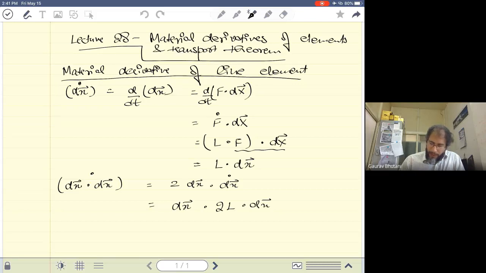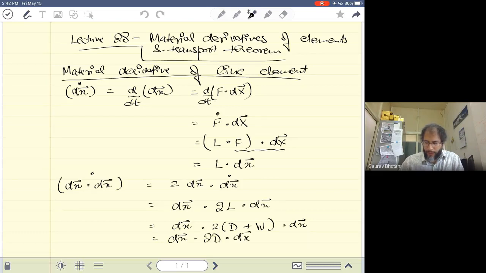Okay. Now, as you know, the L tensor, which is nothing but the velocity gradient tensor, can be written as a sum of the symmetric part, which is the d tensor, the rate of deformation tensor, and the skew symmetric part, which is the vorticity or the spin tensor. So we can write this, and this can then be expanded in two terms, where the first term is dx dot 2d dot dx, and the second term is dx dot 2w dot dx. And in fact, the second term, which is dx 2w dx, is 0.